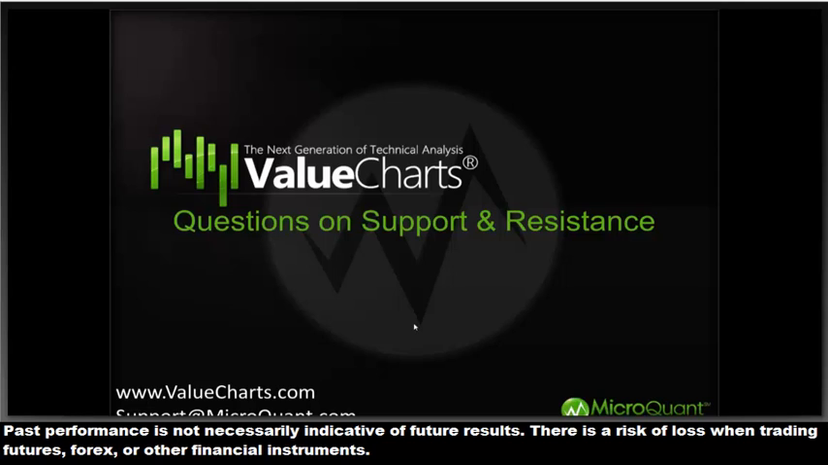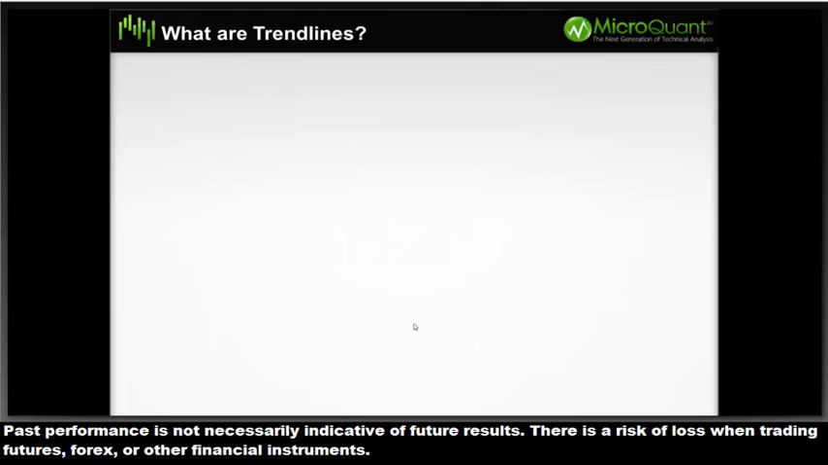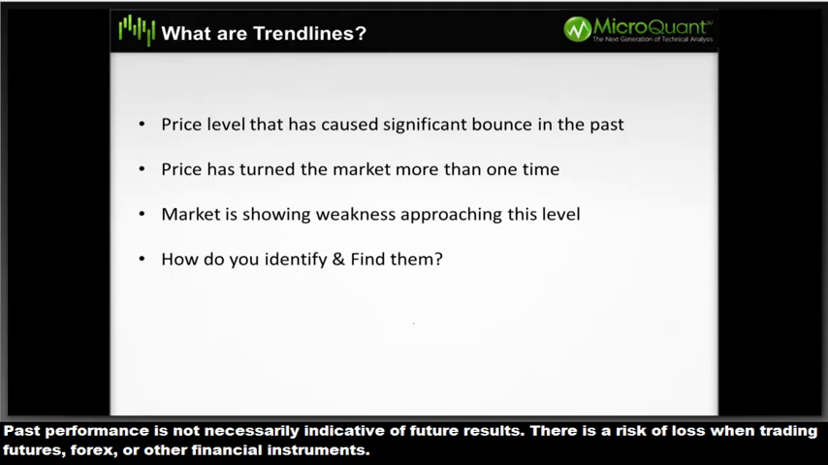So that is support and resistance levels. Next, what are trend lines? That seems like a pretty simple question, but it's actually unique. It's different from support and resistance. Basically, a trend line is a price level that has caused a significant bounce in the past. The price has turned the market more than one time, so the market is showing weakness approaching this level. Weakness in this terminology basically means price momentum tends to slow down.